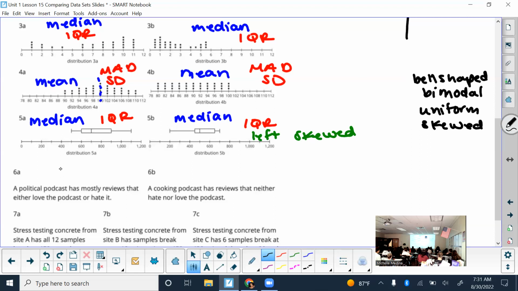So if you either love it or hate it, there's not much in between. What distribution would that most look like? Bimodal. You don't know what bimodal means? Here's an example of a bimodal distribution. It's kind of like U-shaped, some people have said. So if it looks like that, what do you think would be the best measure of center?